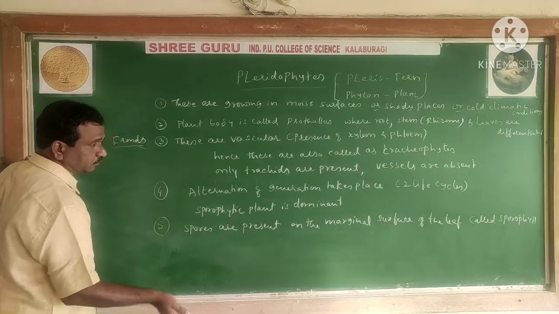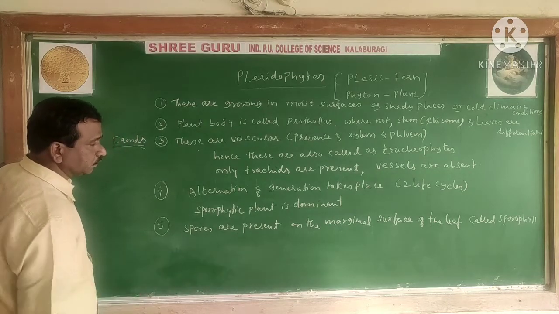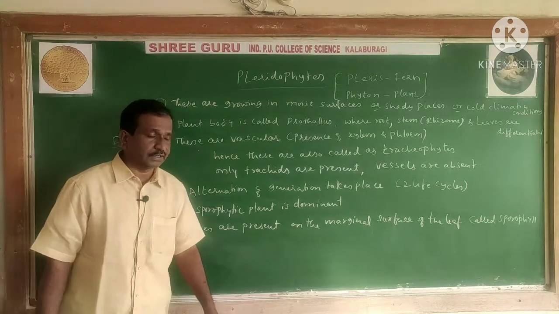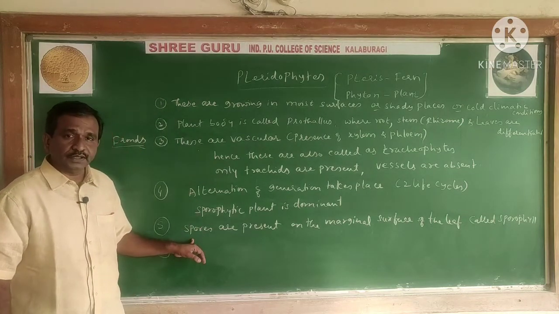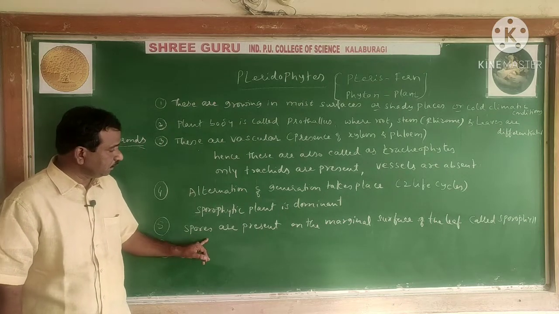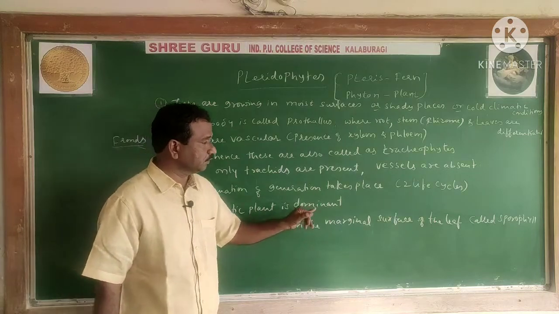Leaf bearing spores is also called sporophyll. Next, the sixth one. Now what we are observing is that spores are the reproductive structures. We can see that the spores are present on the marginal surface of the leaf.